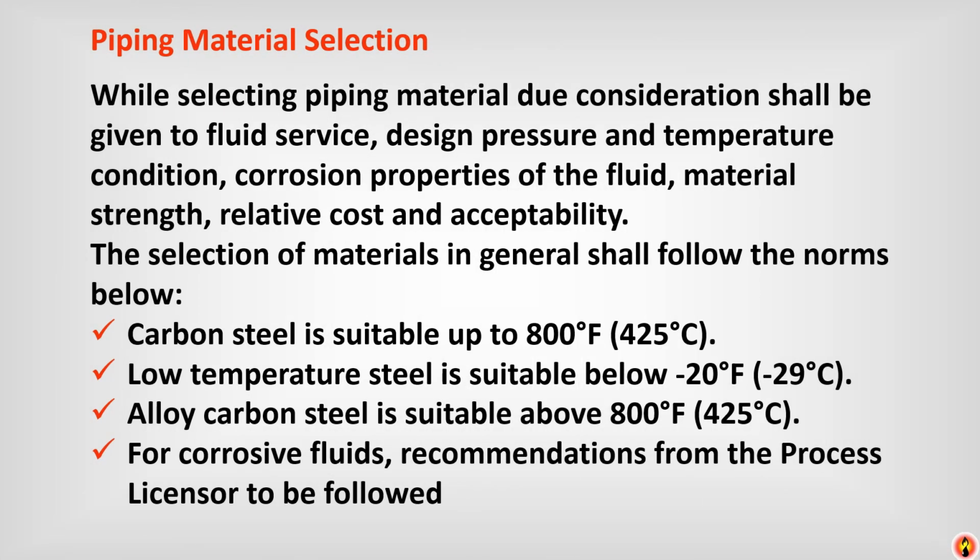Piping material selection. While selecting piping material, due consideration shall be given to fluid service, design pressure and temperature condition, corrosion properties of the fluid, material strength, relative cost and availability. The selection of materials in general shall follow the norms below. Carbon steel is suitable up to 800 degree Fahrenheit. Low temperature steel is suitable below -20 degree Fahrenheit. Alloy steel is suitable above 800 degree Fahrenheit. For corrosive fluids, recommendation from the process licensor is to be followed.